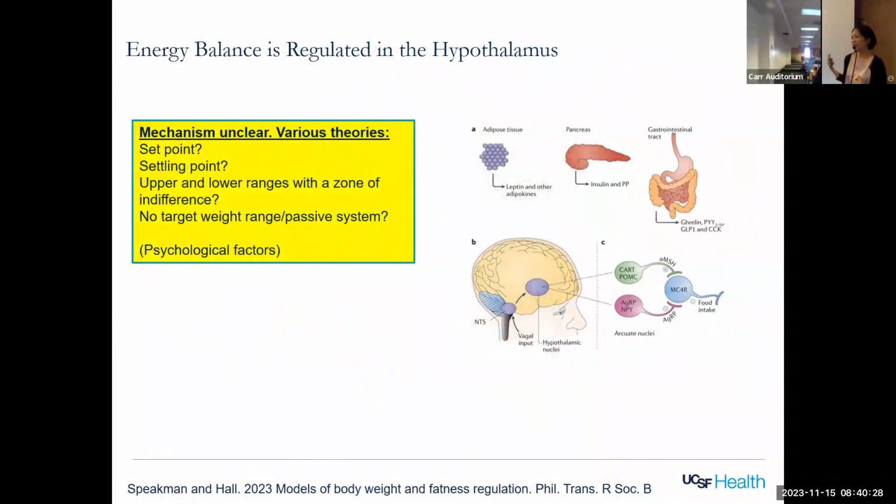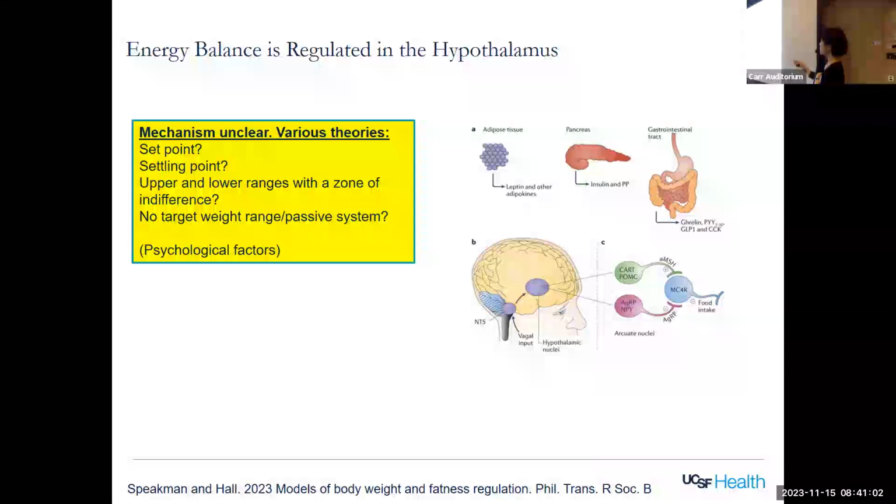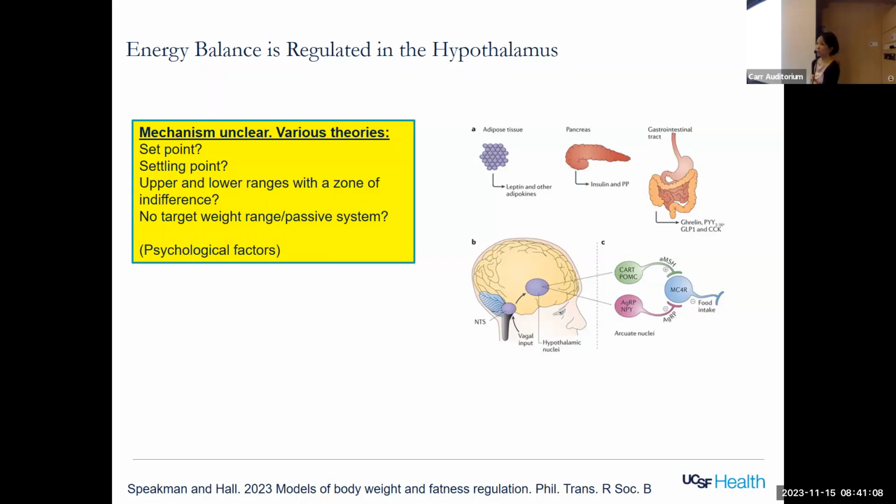And the body does regulate energy balance. That's done in the hypothalamus. So here's a hypothalamus. There are a couple competing sets of neurons in the hypothalamus. This set here, the CART POMC, confers satiety, and then the AGRP neuropeptide Y, hunger, and they balance to control eating behavior. And the hypothalamus receives signals from the periphery, from adipose tissue in the form of leptin and other adipokines, from the pancreas, including insulin, and famously from the gastrointestinal tract, including GLP-1, cholecystokinin, and other incretins.